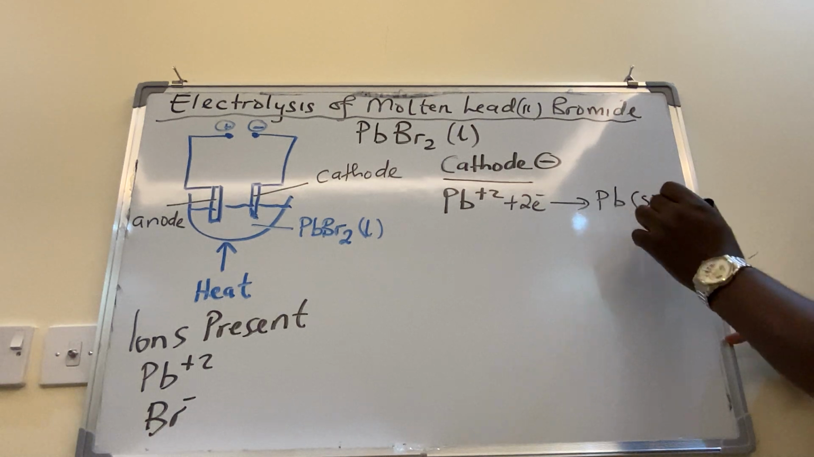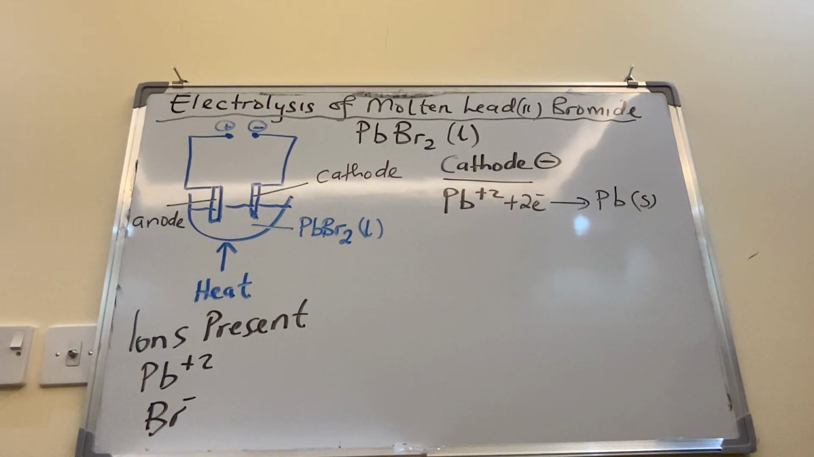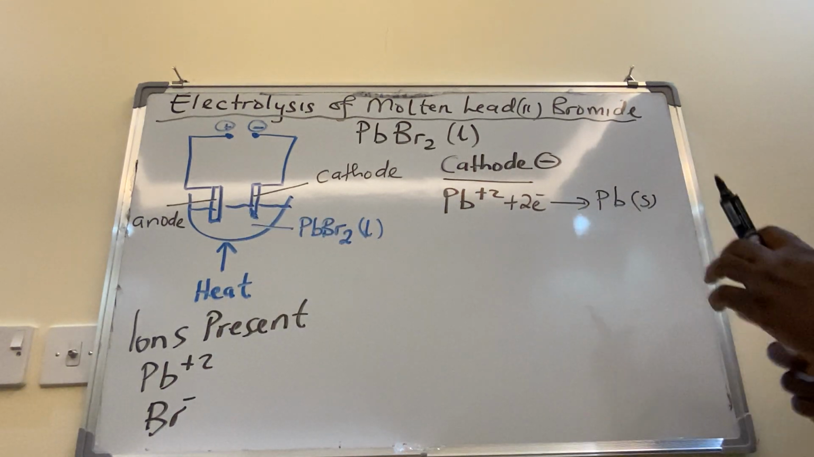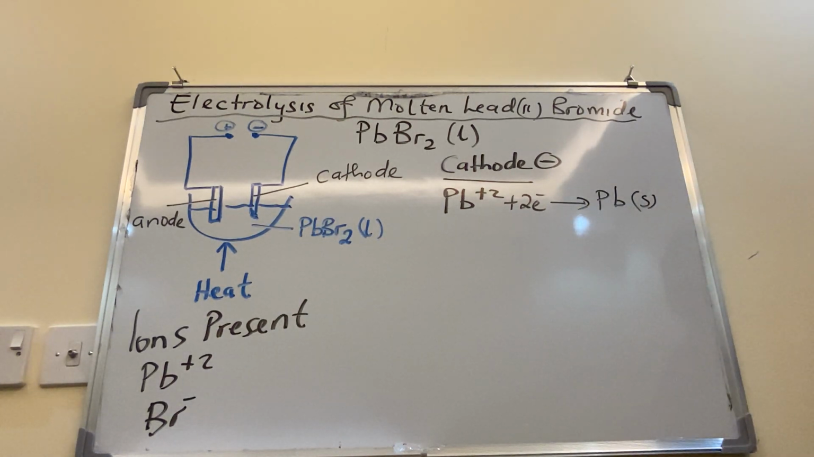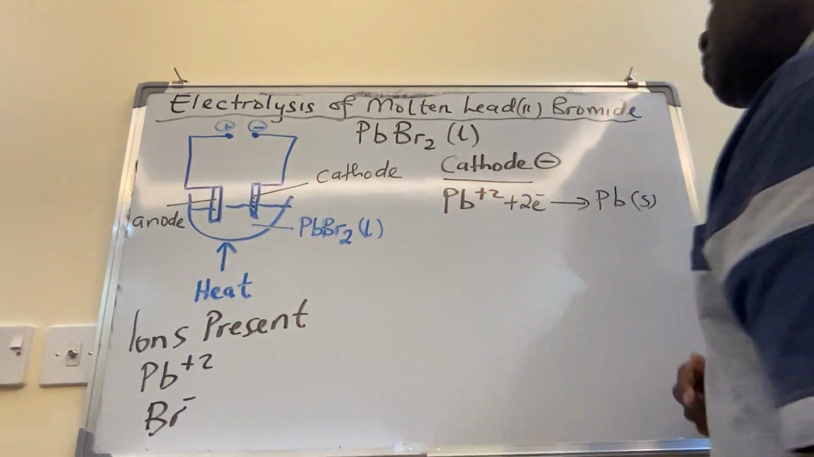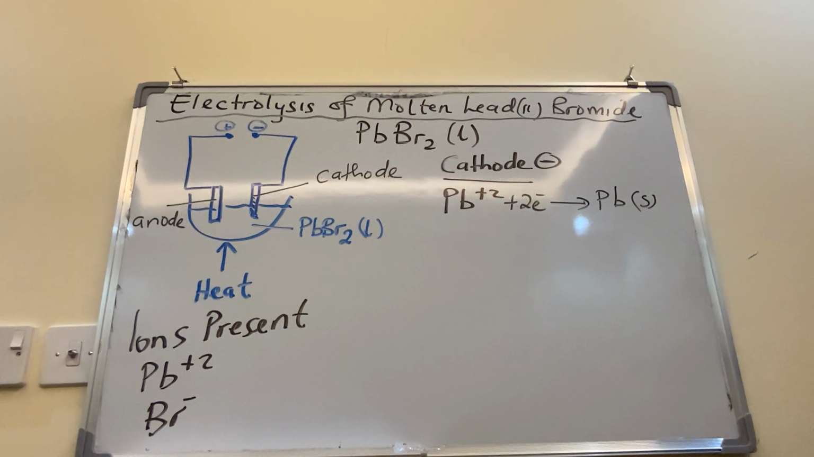As this process is happening, you are going to have a grayish deposit on the cathode, because lead ions will actually move from the solution and get deposited on the cathode. So there's that gain of electrons by the cathode.